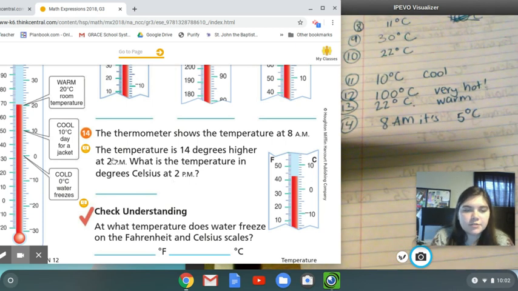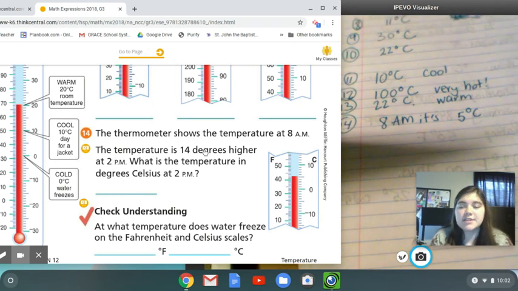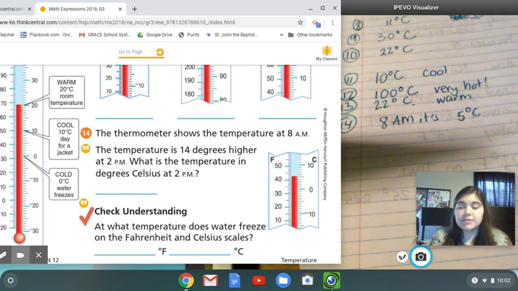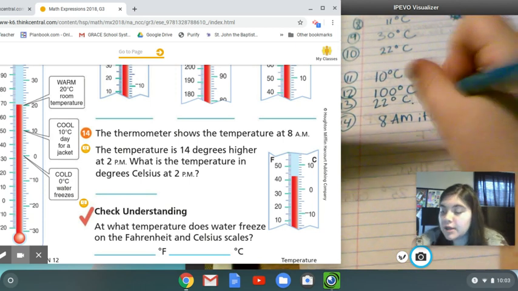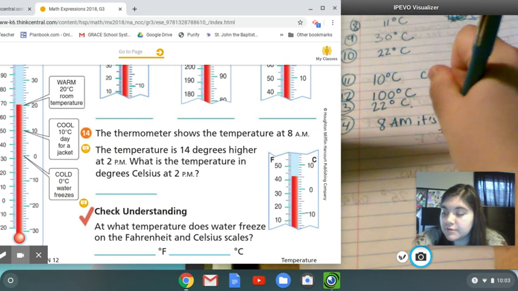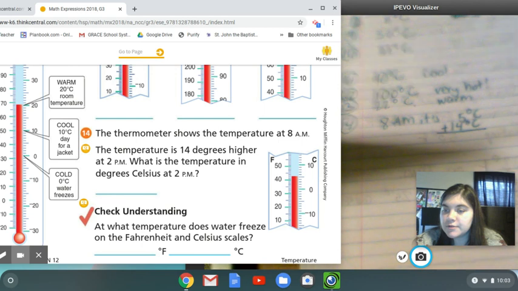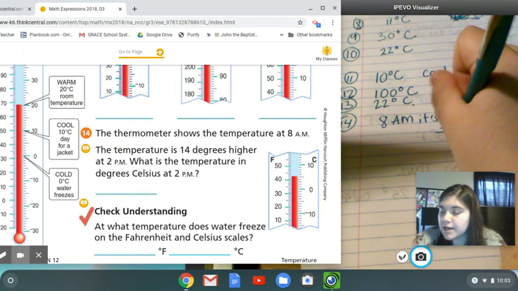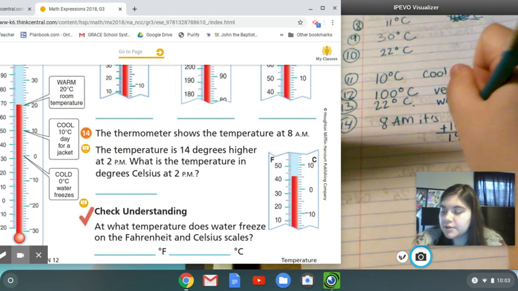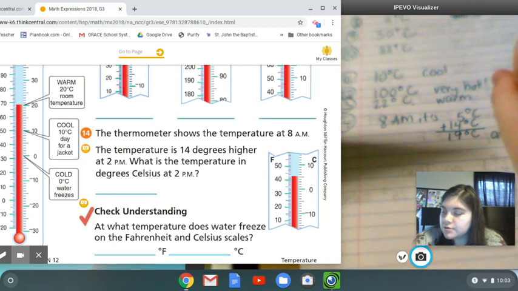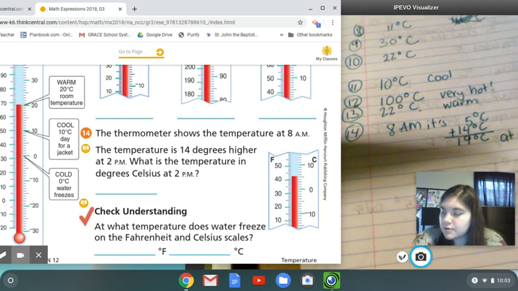But at 2 p.m., it's 14 degrees higher. So higher in temperature means it's warmer. So if it's higher, am I going to add or subtract 14 to 5? I'm going to add 14 degrees Celsius to 5. 5 plus 4 is 9. 1 plus nothing is 1. So it's 19 degrees Celsius at 2 p.m.